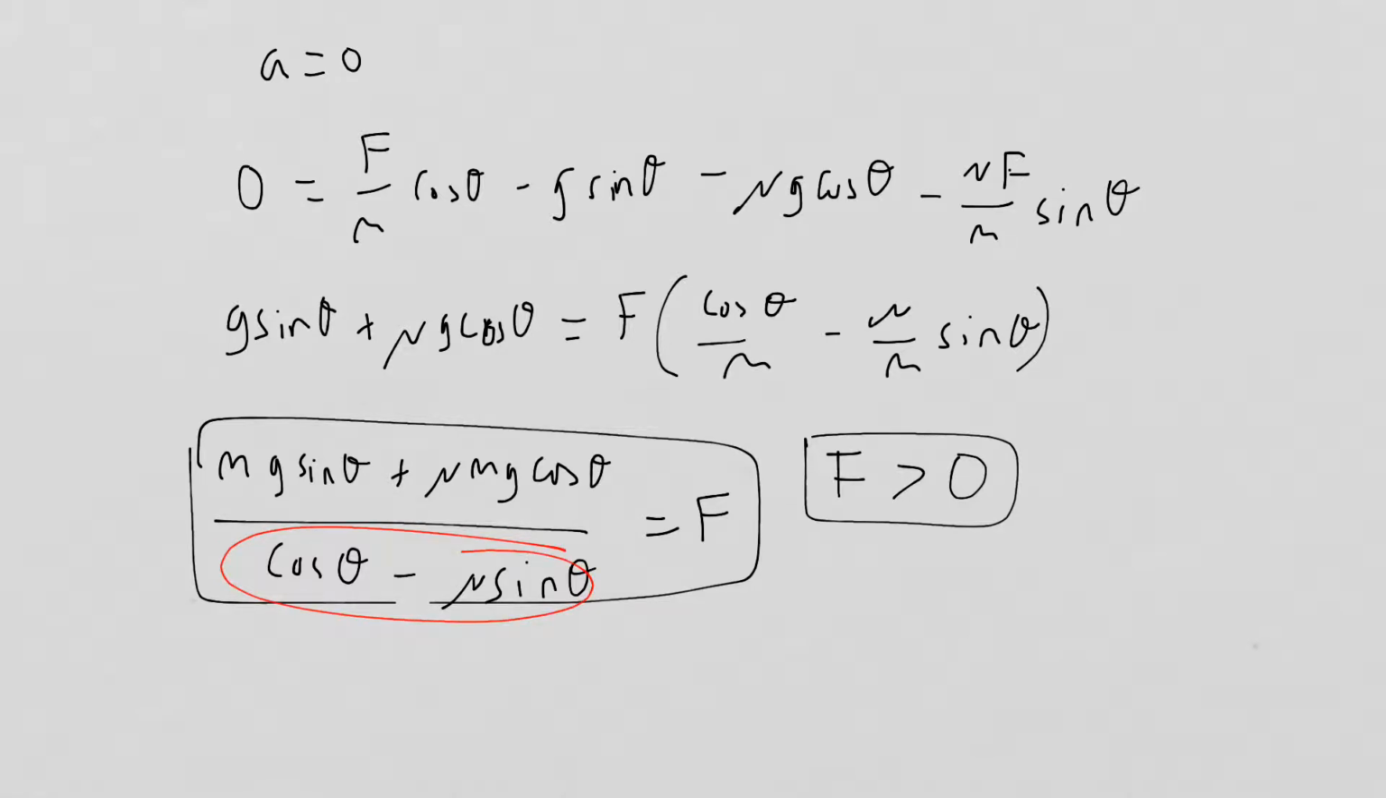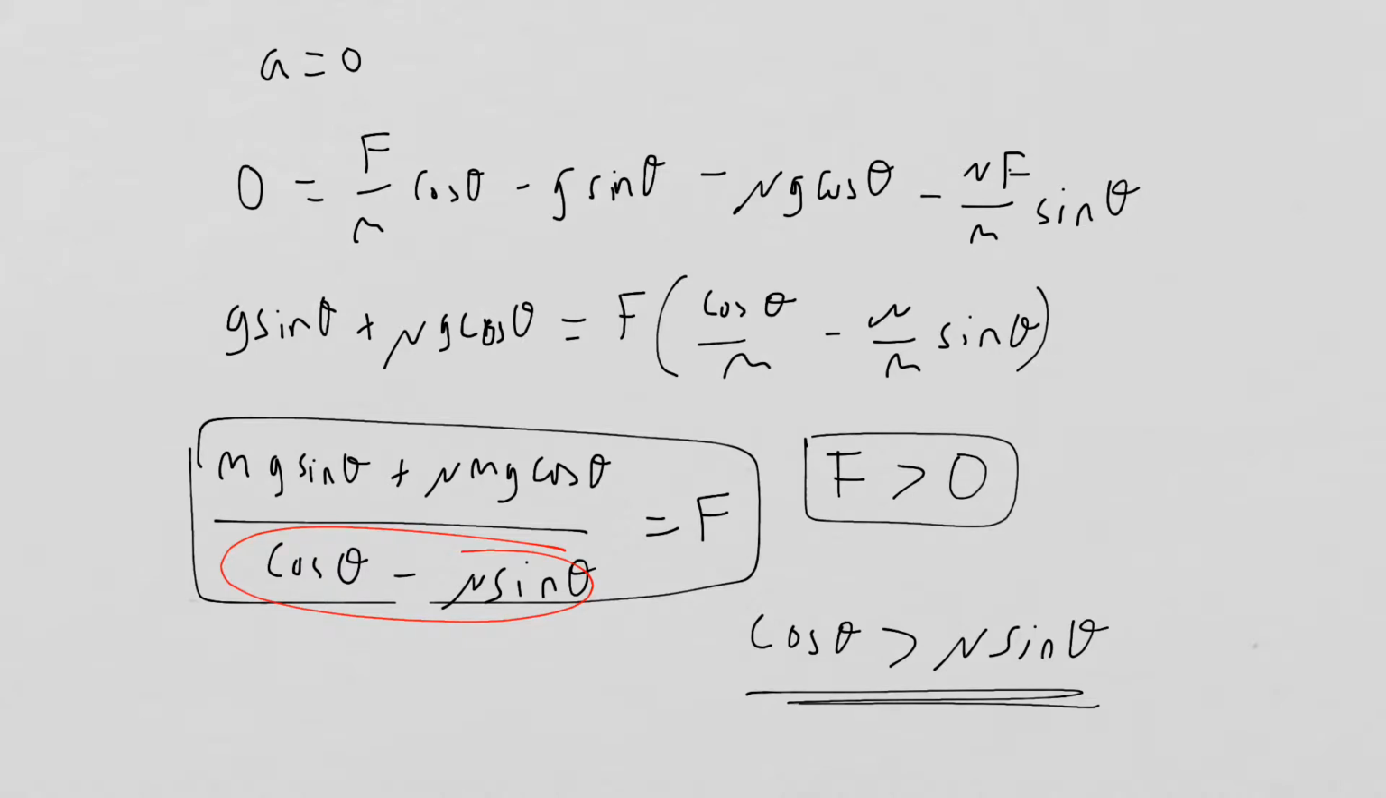The numerator is always positive, so that's easy, for angles of theta between 0 and 90 degrees, which that incline has. But if cosine theta is less than mu sine theta, then F would be negative. So the requirement must be that the opposite is true, that cosine theta is greater than mu sine theta. This is the requirement that makes it physically meaningful.